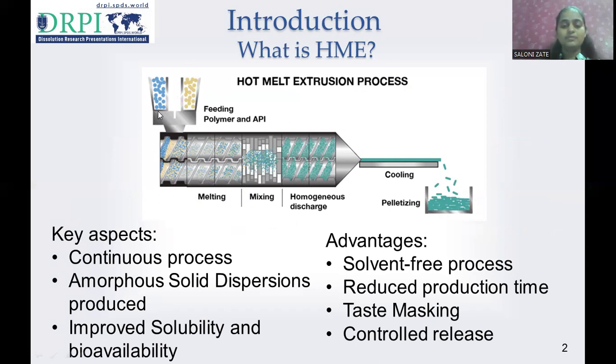In this method, the API and polymer are introduced from the hopper, which are then melted and simultaneously mixed to form a homogeneous mixture. This mixture is then extruded through an orifice to form exudates. These exudates are cooled and solidified and then milled to get a solid dispersion.